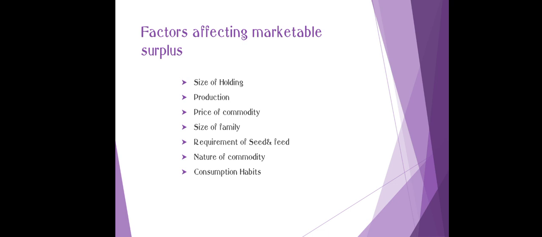Price of the commodity. The price of the commodity and the marketable surplus have a positive as well as negative relationship depending upon whether one considers the short and long run and the micro and macro levels. Size of the family. The larger the number of family members in a family, the smaller is the surplus on the farm. Requirement of seed and feed. The higher the requirement of these uses, the smaller the marketable surplus of the crop.